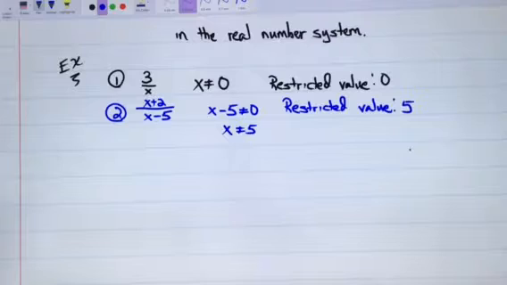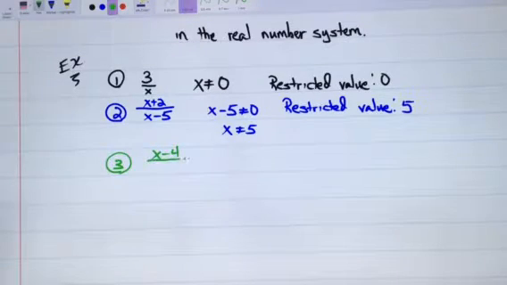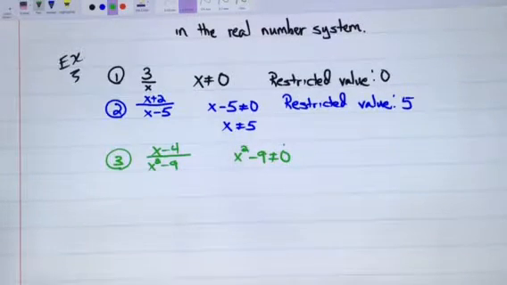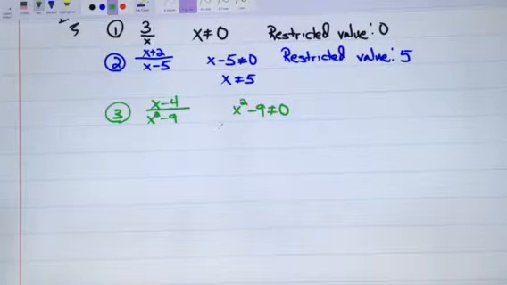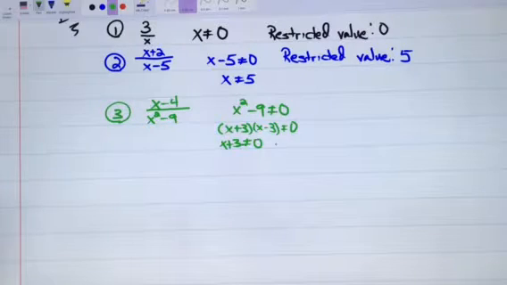Also, let's say if we have something like x minus 4 over x squared minus 9. Now in this one, x squared minus 9 cannot be equal to 0. And if I were to factor, now I have that if x squared minus 9 cannot be 0, neither can its factors. So in this case, we have x plus 3 cannot be 0, x minus 3 cannot be 0.